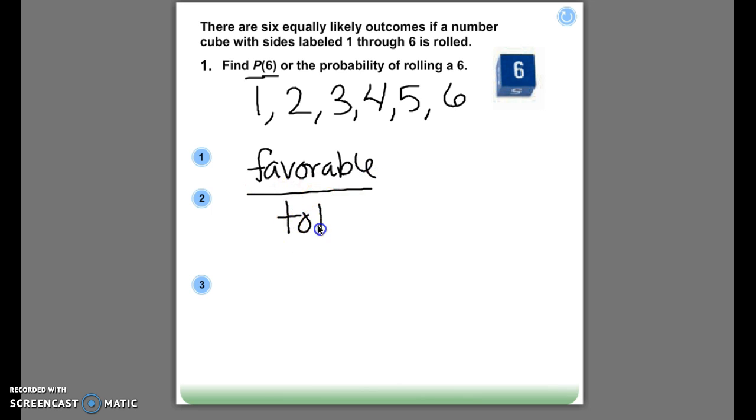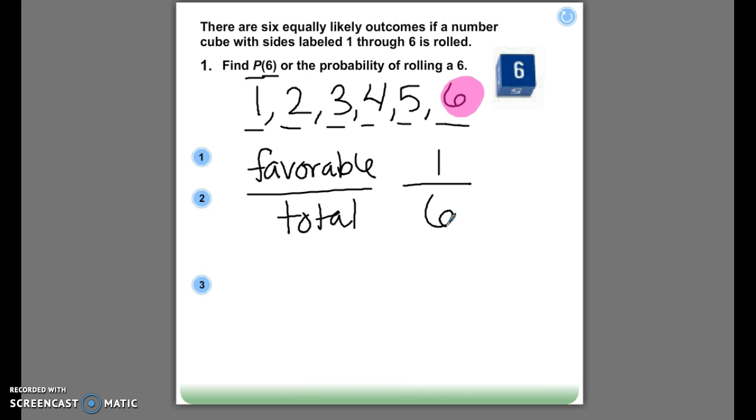So I'm going to write the ratio of favorable over total outcomes. My favorable, how many possibilities do I have up there for rolling a 6? Well, there's only one. This one, right? That's the only way that I can get the desired outcome. So I have one way to roll a 6, but I have 1, 2, 3, 4, 5, 6 total options to roll. So we could say that the probability of me rolling a 6 is 1 out of 6, or 1/6.